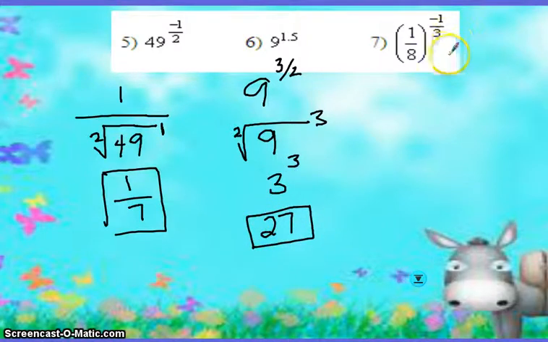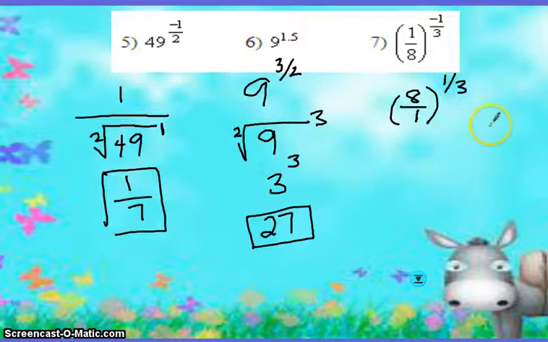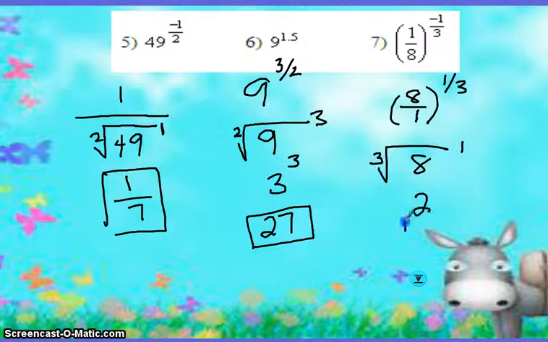1/8 to the -1/3. Again, deal with the negative first. So I would flip this fraction over and rewrite my exponent as a positive. Then I can change this to the cube root of 8 to the first, in other words, 2.